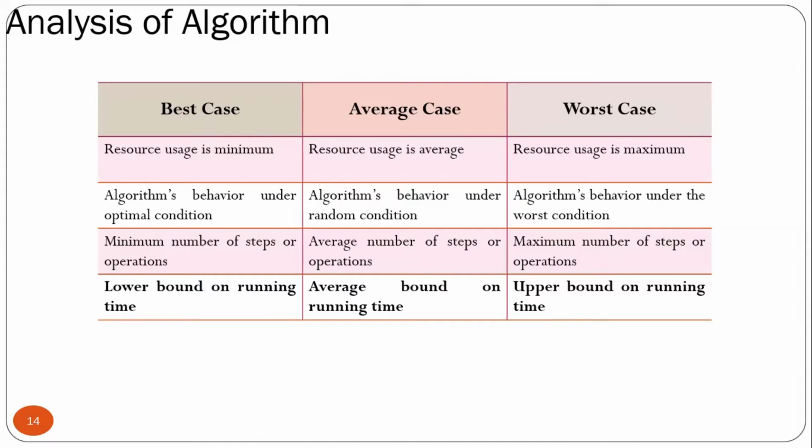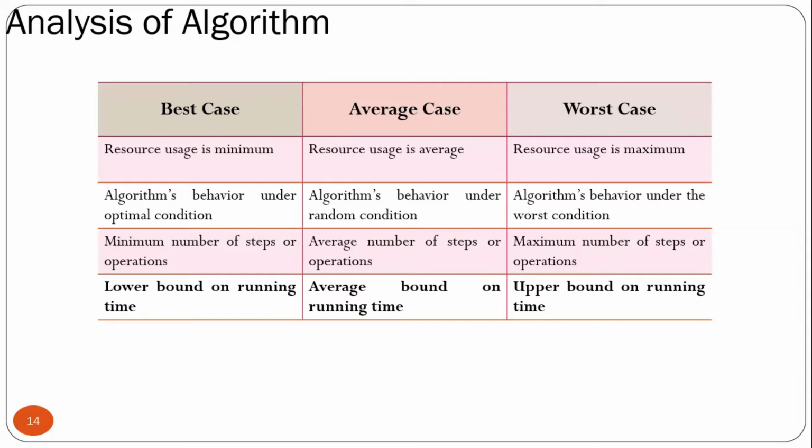Now, in best case, minimum number of steps or minimum number of comparisons would be required. So that means minimum number of operations we have performed. So this is the lower bound on the running time. Whenever minimum comparisons are made, it will take minimum time. So that is called lower bound on the running time. Now, average case, resource usage is average.